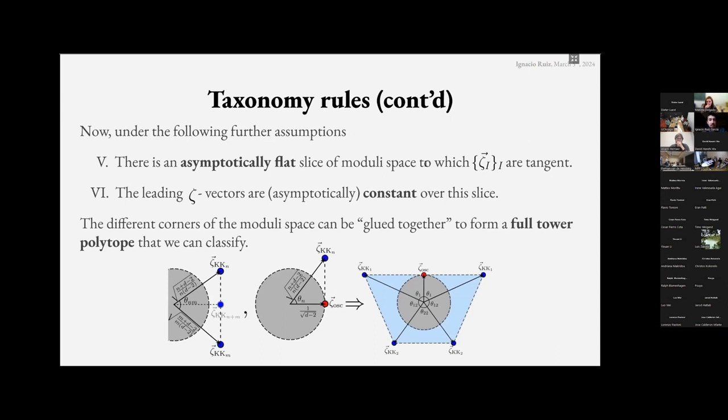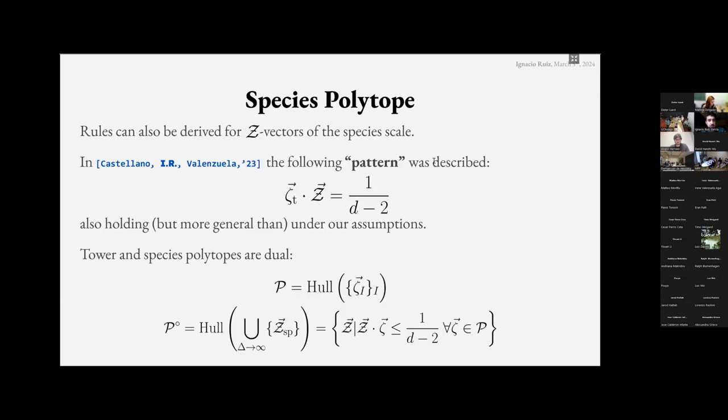Furthermore, this doesn't only apply in a given direction, but actually we have some asymptotic flat slice of our moduli space, such that these vectors are tangent to it and are also constant, they are not moving. Then these different angles and limits can be glued to each other. And as we have a finite set of possible angles and lengths, we will also get a finite number of ways of gluing all these things together. This will be our classification.